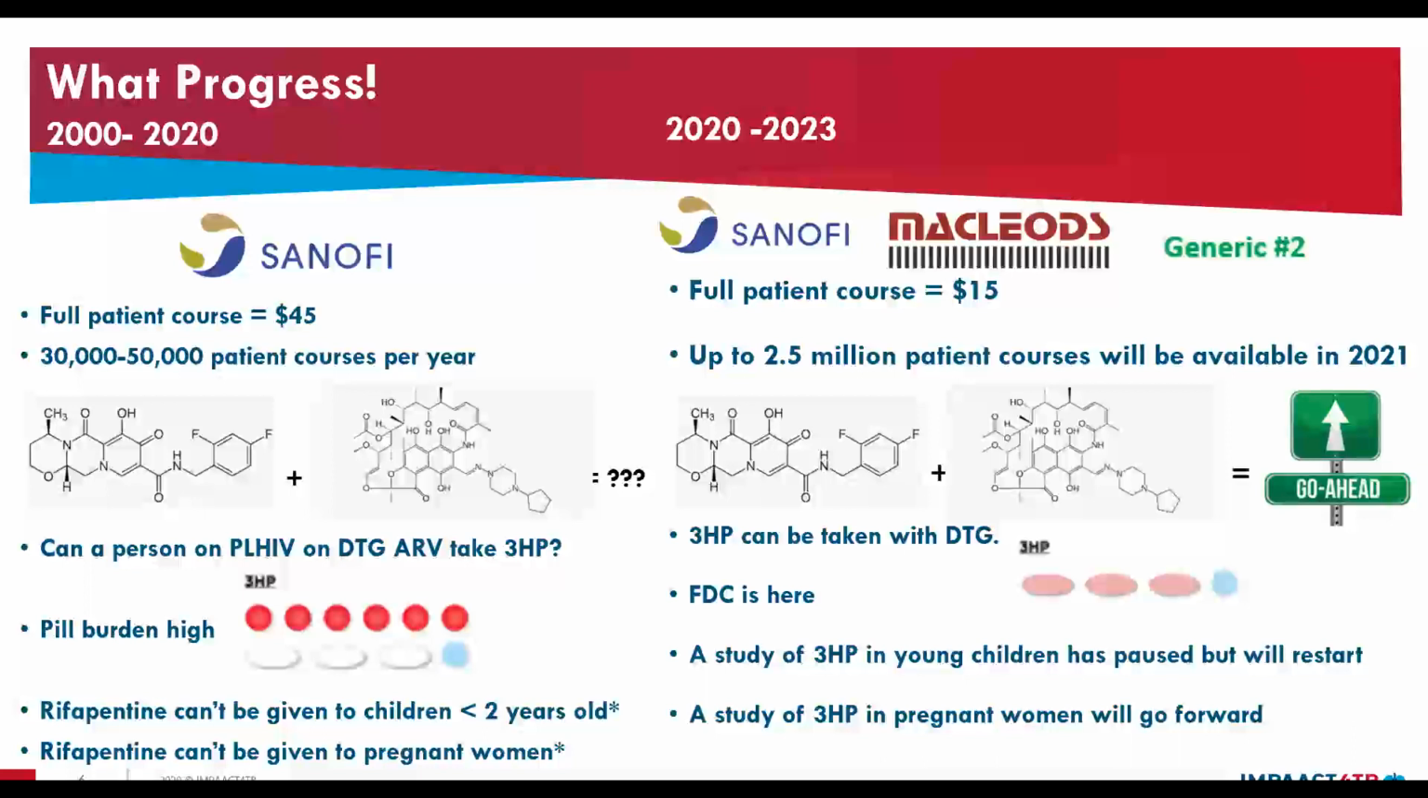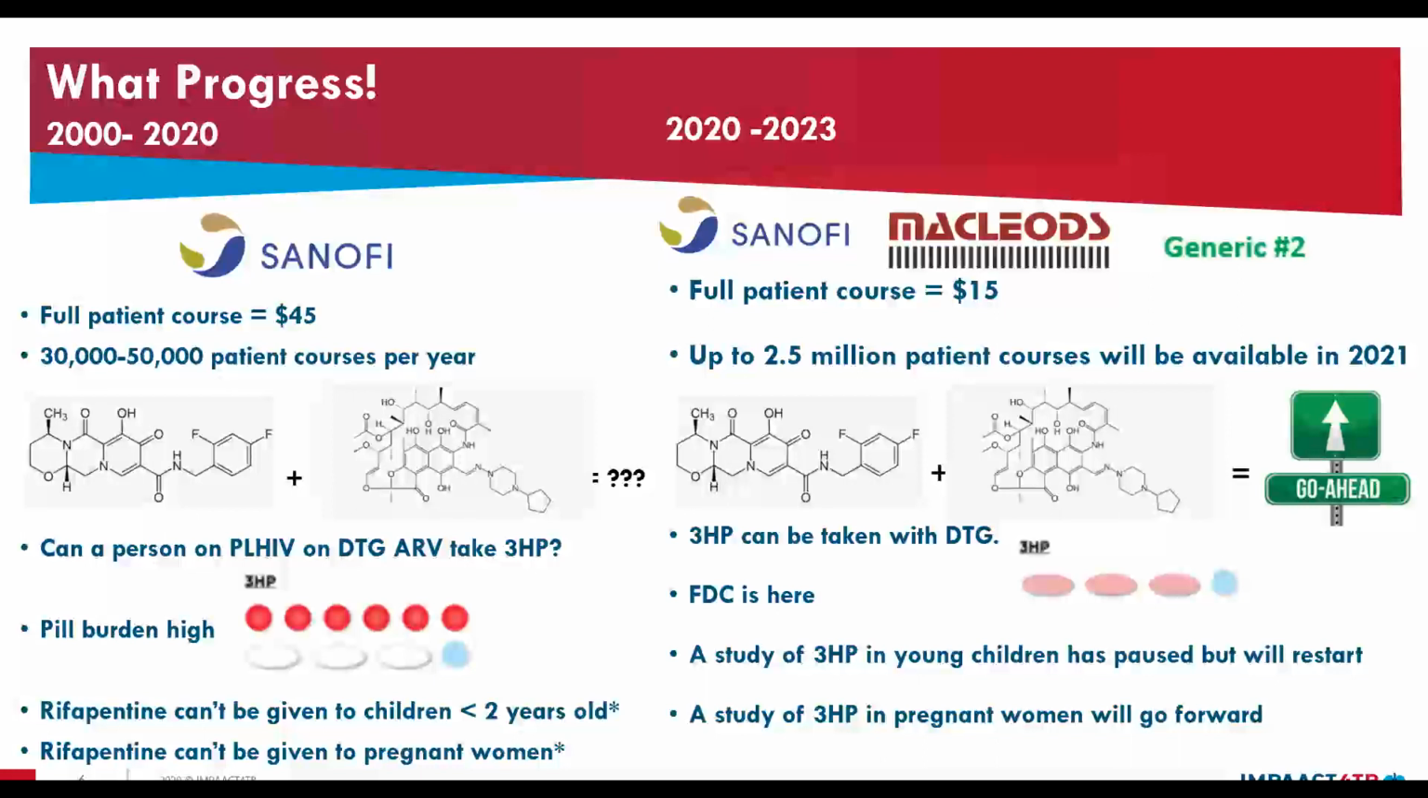That has now moved, as you can see on the other side, to a generic coming on board, with future generics planning different types of products for 3HP and other 1HP and pediatric formulations, with the patient course of Macleods dropping down to 15 and the boxes of Sanofi dropping down to 15. Reaching a lot more patients this year, for sure. Now that the supply is cleared a bit more, you're going to see about 2.5 million, maybe even more, coming on to 3HP, both Sanofi and Macleods products.